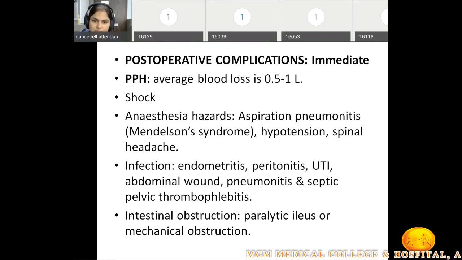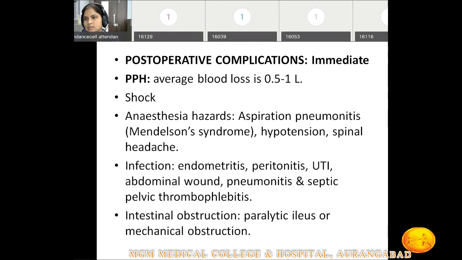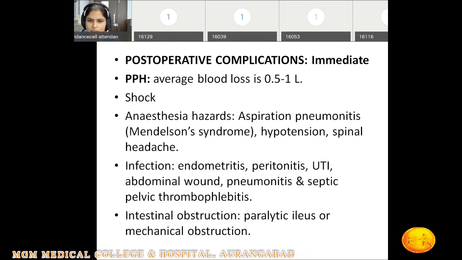And anesthesia hazards. Anesthesia hazards include aspiration pneumonia, which is also known as Mendelson syndrome. Basically, whatever the GI tract acid is there, it goes into the lungs. It causes lung damage, a kind of pneumonitis, okay, chemical pneumonitis. So hypotension and spinal headache are the other complications.